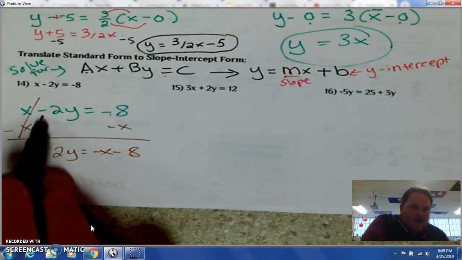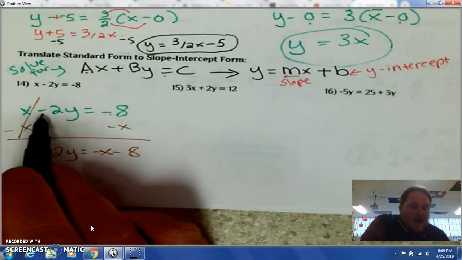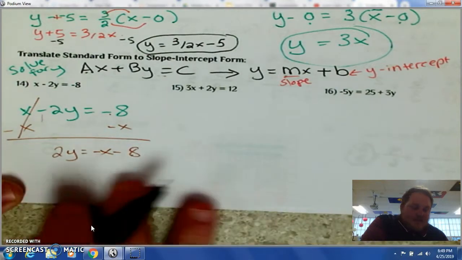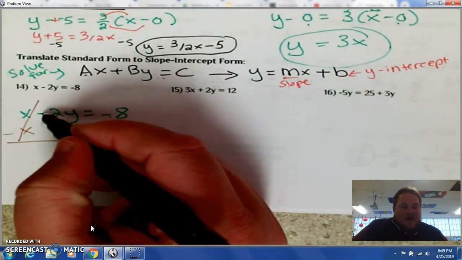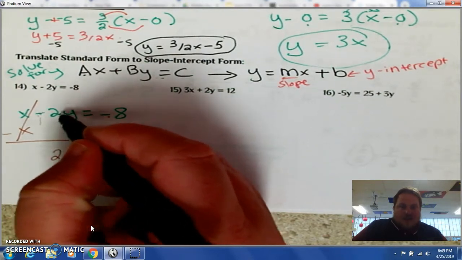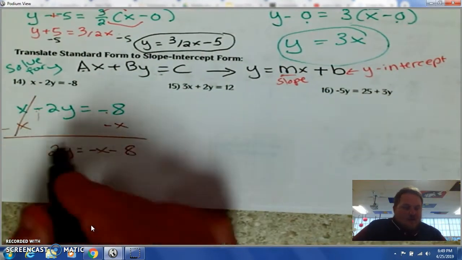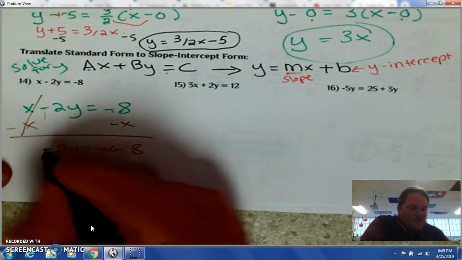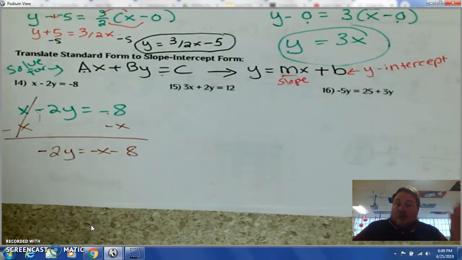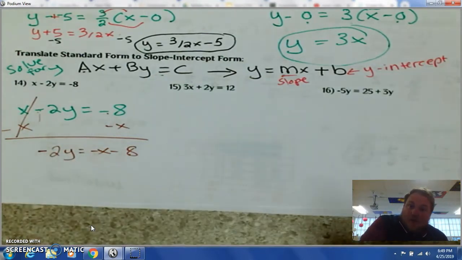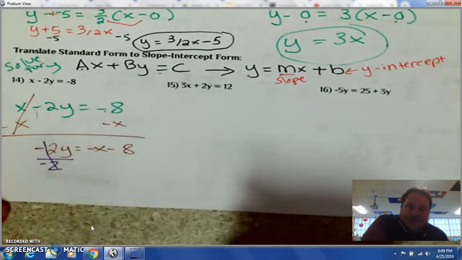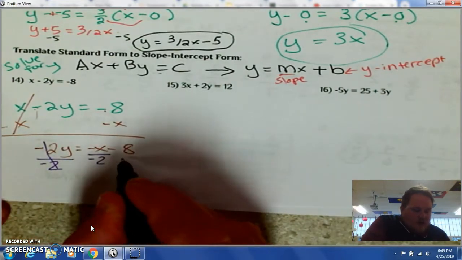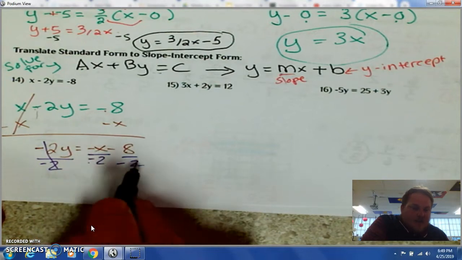Now, I did it on purpose, but I didn't drop that negative sign down there because this is what a lot of kids will start working with. They'll forget that the negative sign goes with that too. The sign is in front of the number. You have to bring it down as well. Now, to get rid of the negative 2 that's being multiplied by the y, we divide. That cancels out. Divide each thing by negative 2.